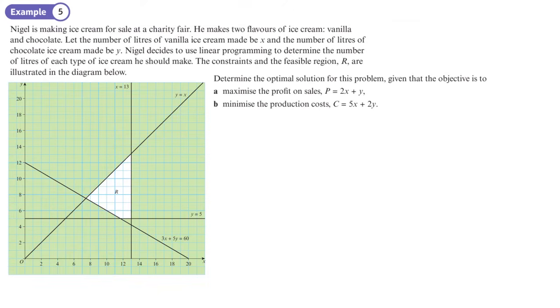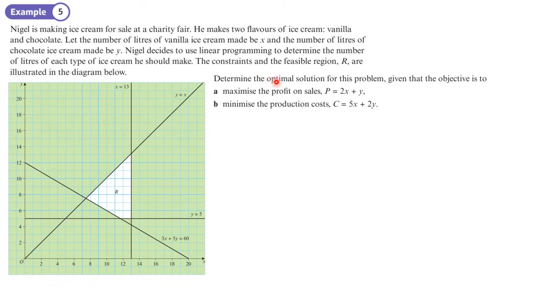This is example 5. Nigel is making ice cream for sale at a charity fair. He makes 2 flavors of ice cream, vanilla and chocolate. Let the number of litres of vanilla ice cream made be X and the number of litres of chocolate ice cream made be Y. Nigel decides to use linear programming to determine the number of litres of each type of ice cream he should make. The constraints and the feasibility region are illustrated in the diagram. So it's already been drawn for us.